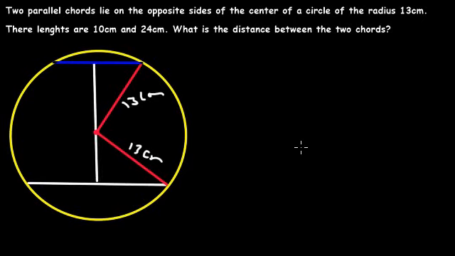Well, what I would suggest doing is let's determine the distance between the center of the circle and the chord in blue. Likewise, the distance between the center of the circle and the chord in white. And after that, we combine them together, and that will provide the distance between the two chords. And that's it. So, how can we do that?